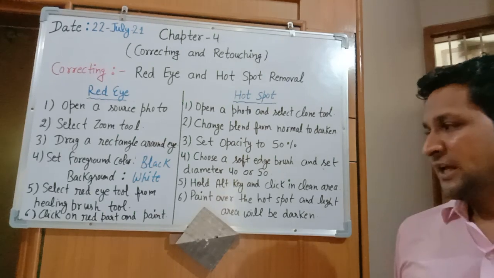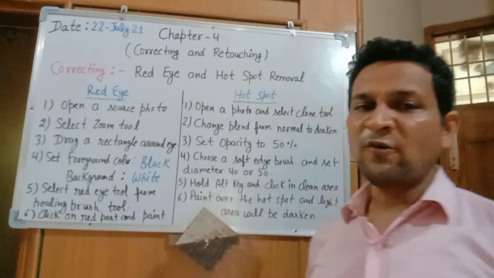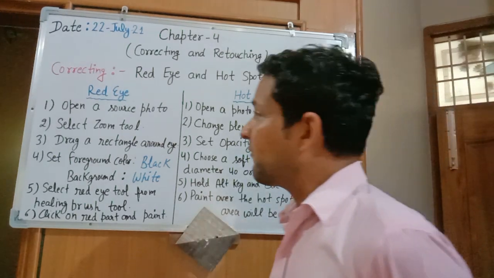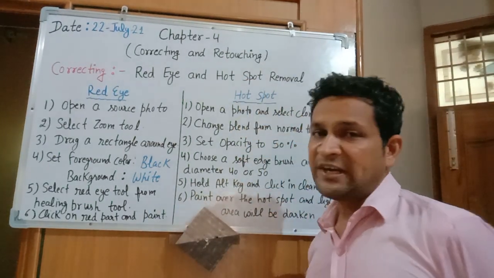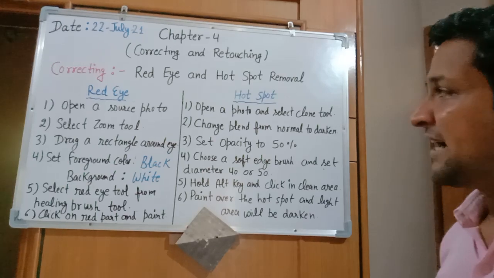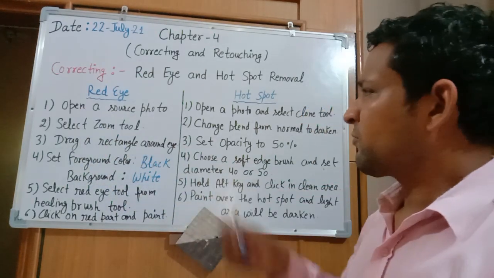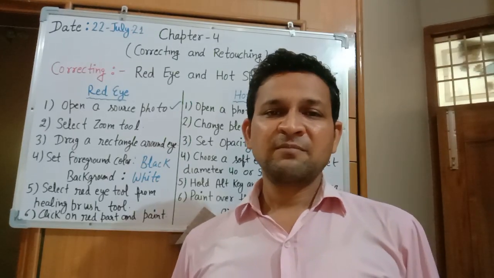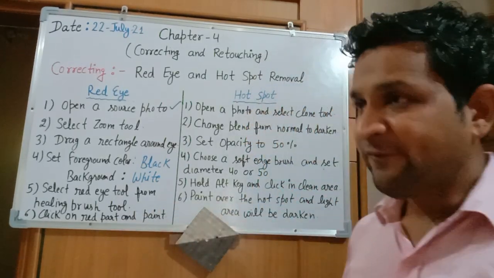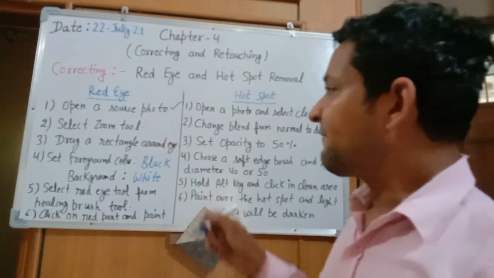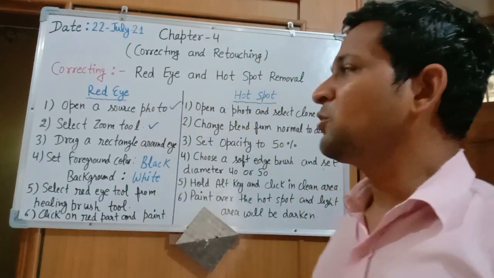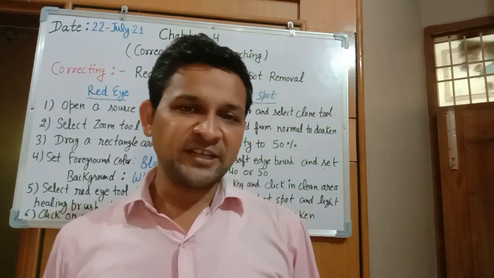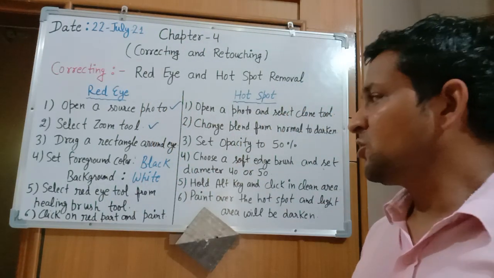Red eye removal contains 6 steps. First of all, to apply any type of effect or editing, you need to open a source photo. Source photo means you have to open the photograph on which you are going to apply a particular effect. At first you will open a photograph. Afterward you will select the zoom tool. Zoom tool is the part of Photoshop that is available for editing the photograph. So you will click on the zoom tool.